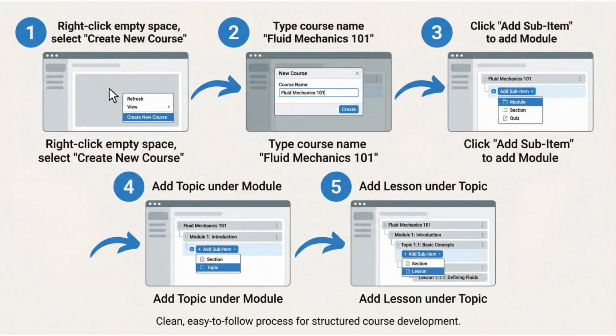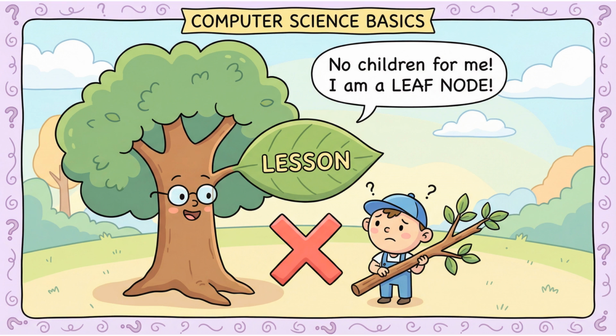Now, add your modules, topics, and lessons by clicking Add Subitem. The system is smart, it knows exactly what level comes next. No guessing, no mistakes. Just remember one golden rule. Lessons are the leaves on your tree. You cannot add branches to a leaf, and you can double-click any item to rename it directly in the tree. Very handy when you realize you've misspelled Bernoulli for the 3rd time.